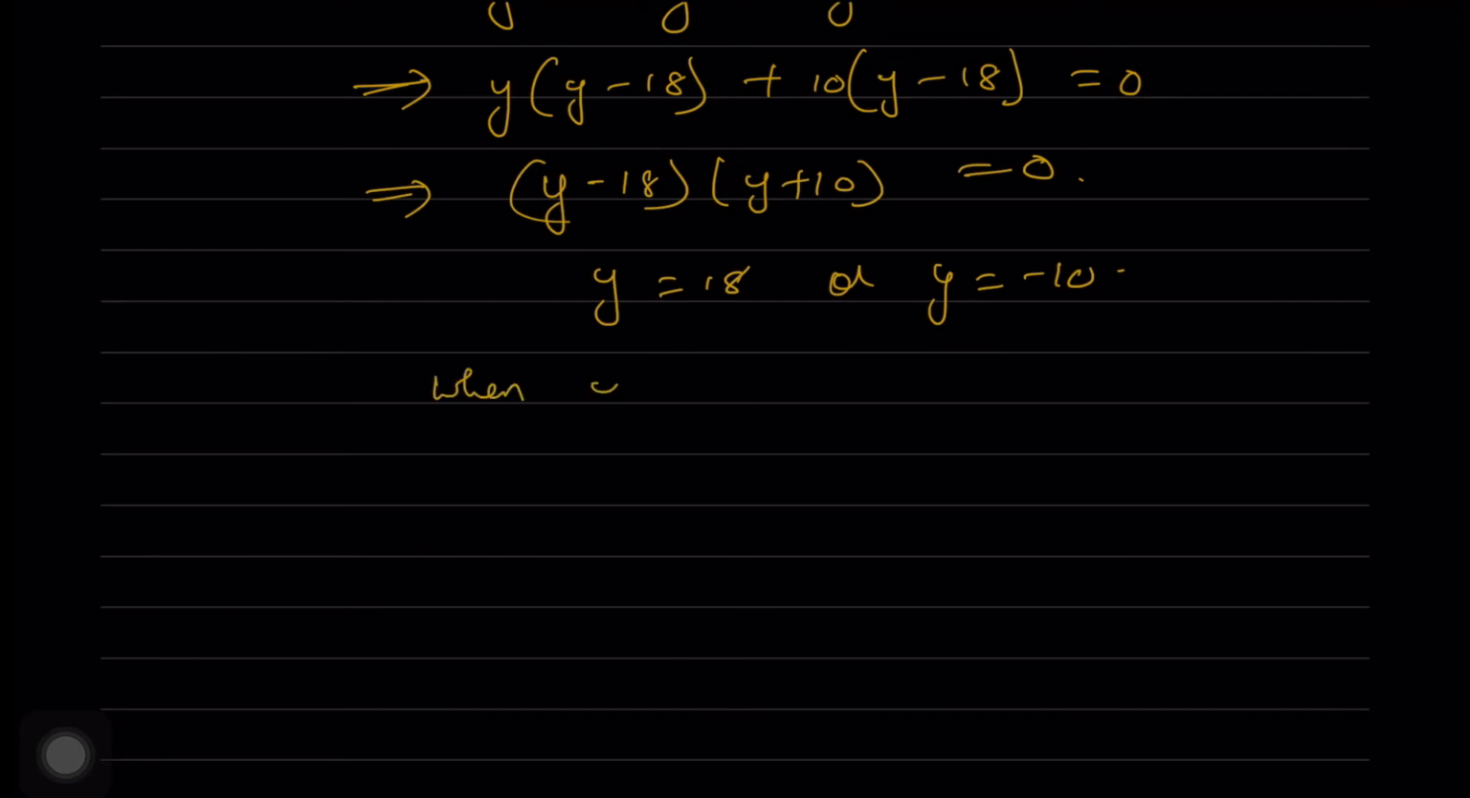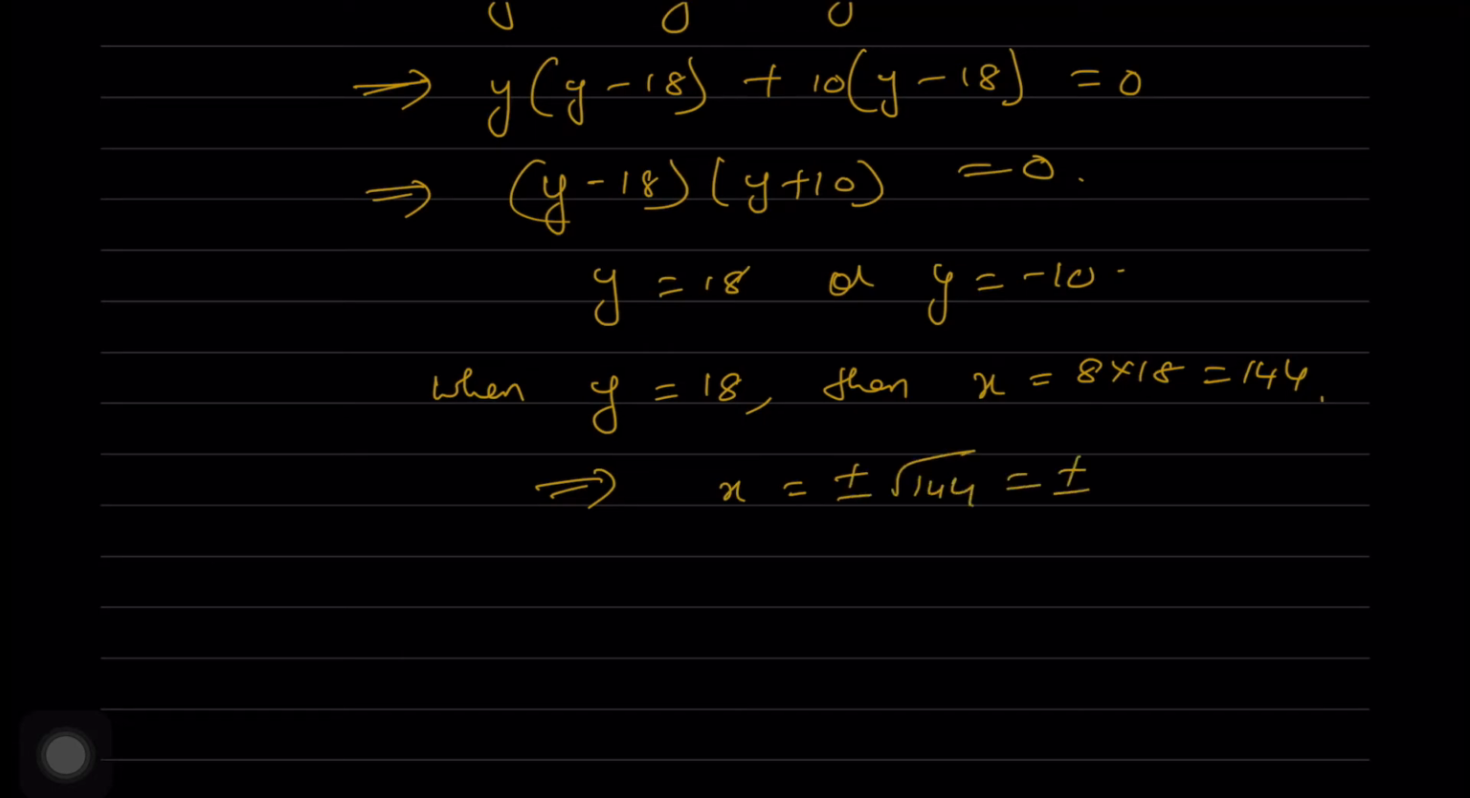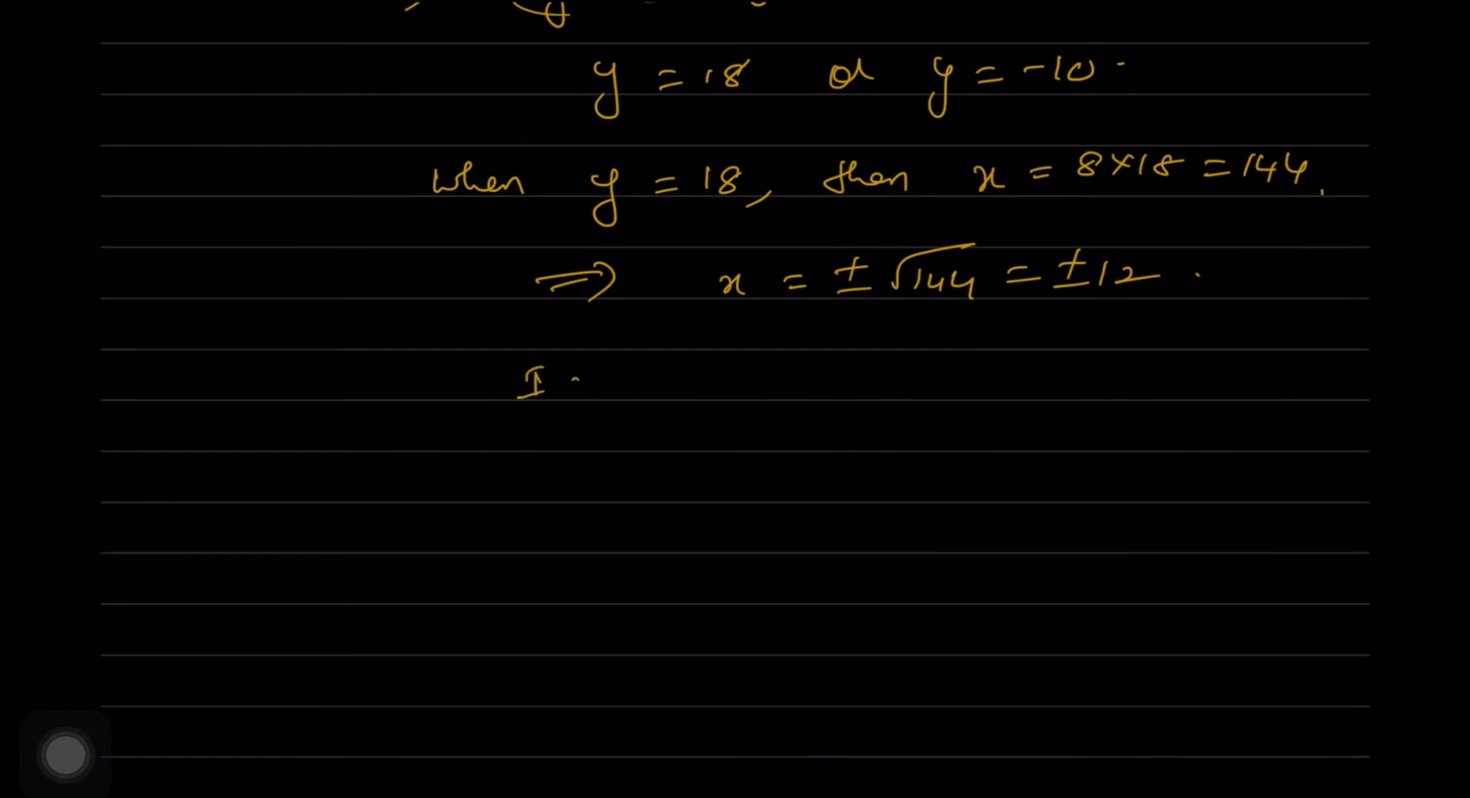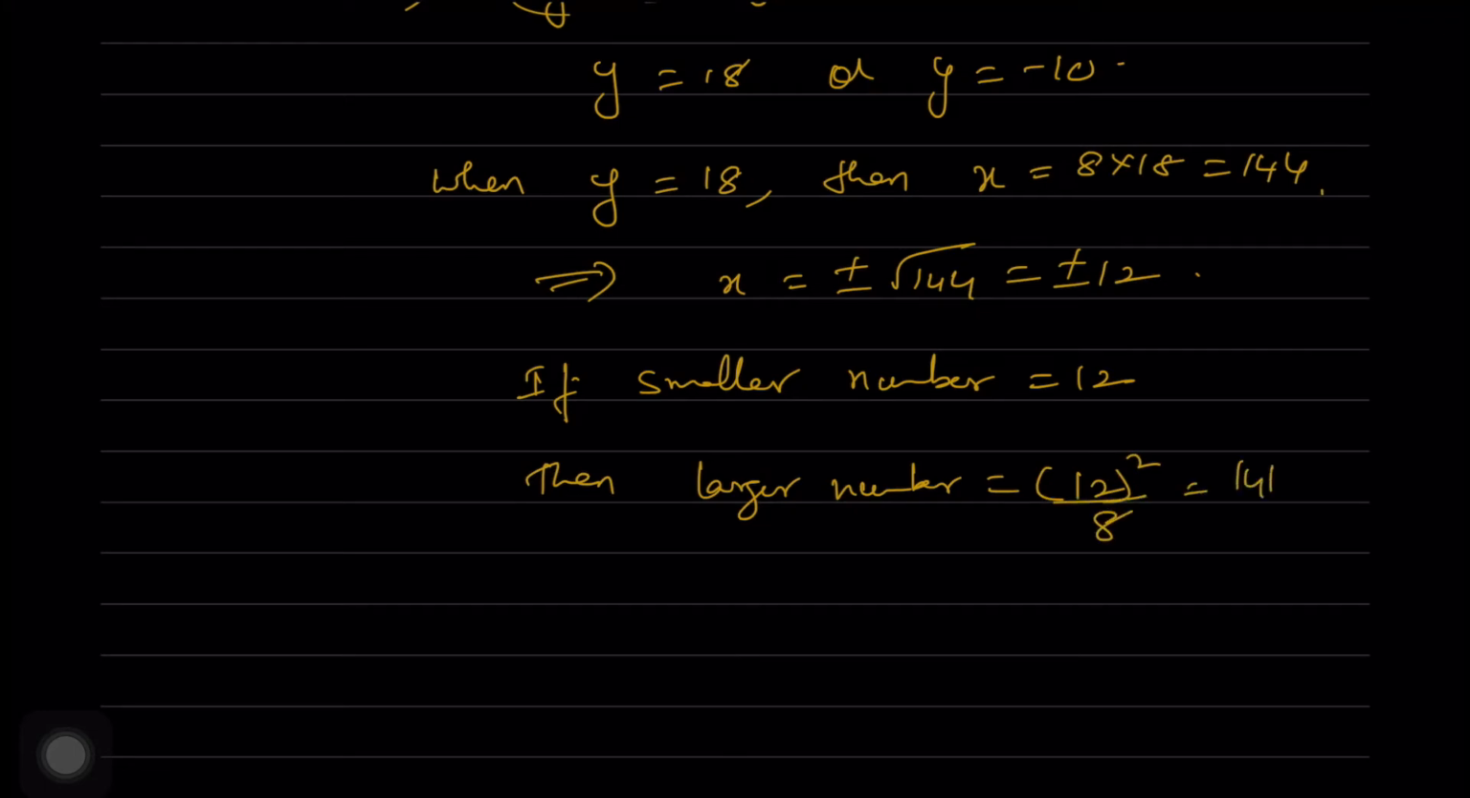So when y is equal to 18, then x square is equal to 8 into 18, which is 144. So which implies that x is equal to plus or minus root of 144, which is equal to plus or minus 12. If smaller number is equal to 12, then larger number is equal to 12 square by 8, which is equal to 144 by 8, which is equal to 18.